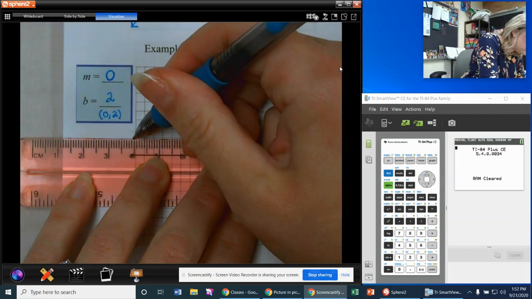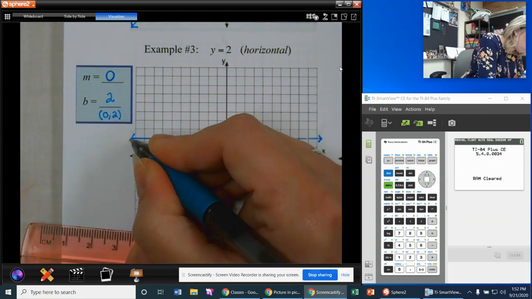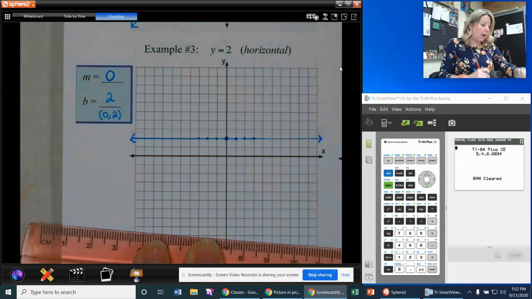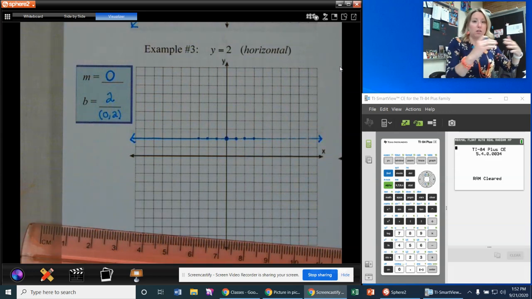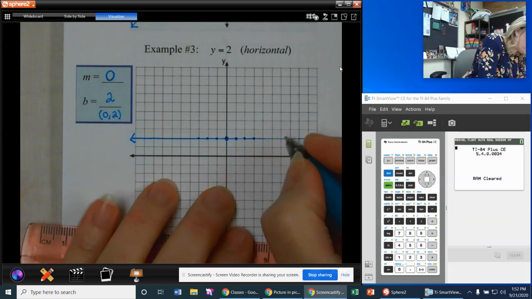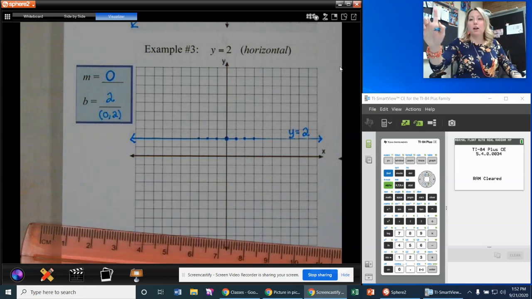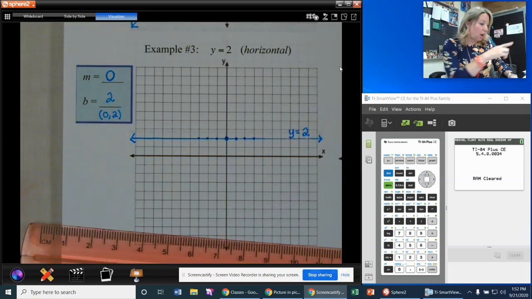Infinity in both directions. That's why we cover the whole graph. That is why we connect with our straight edge. That is why we put arrows at the end. And then we label y equals 2 because to infinity in both directions, every single point on this line has a y value of 2.